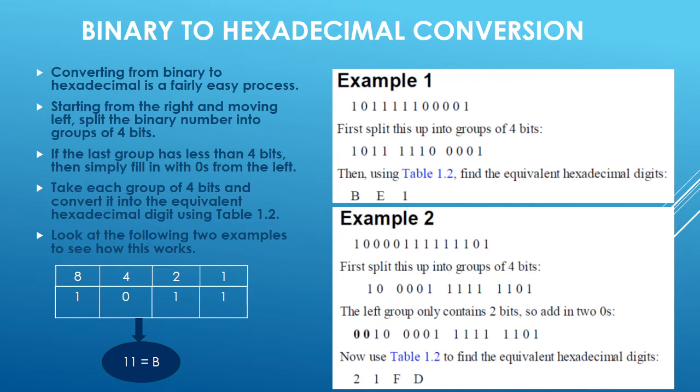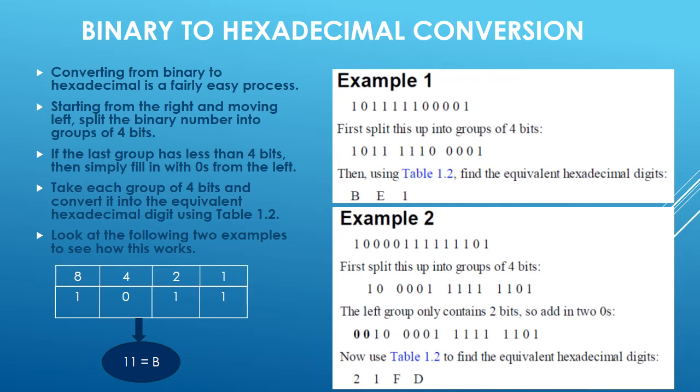For the next group, the number is 1110. If we put the binary notation on this number, 1, 2, 4, 8, and we add the binary notations whose value is 1, that gives us 8 plus 4 plus 2, which is 14, and in table 1.2 you can see 14 is equivalent to E. And the last group, 0001, when we put the binary notation 1, 2, 4, 8 on this group, gives us the value 1. So this is how we simply convert a binary number into the equivalent hexadecimal number.